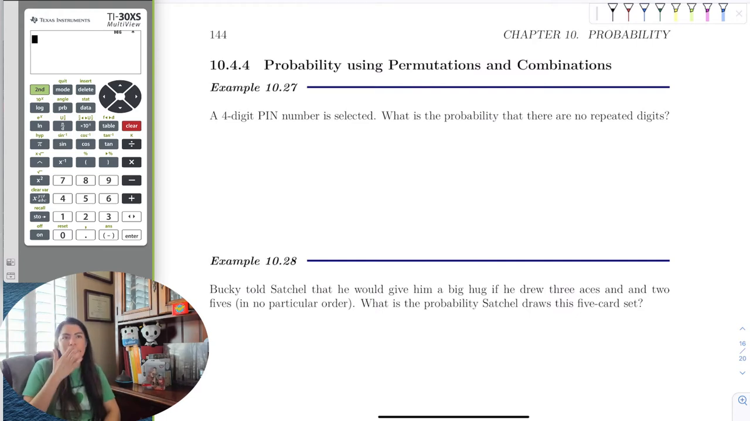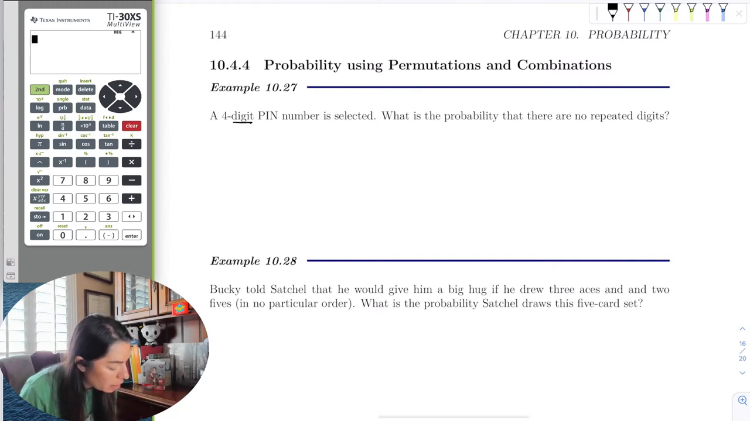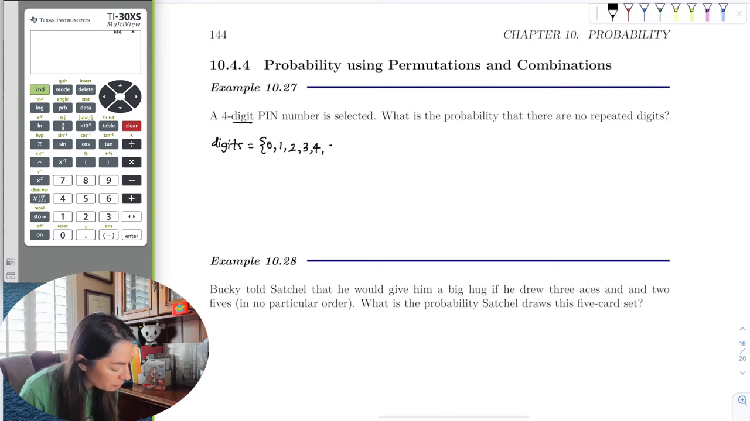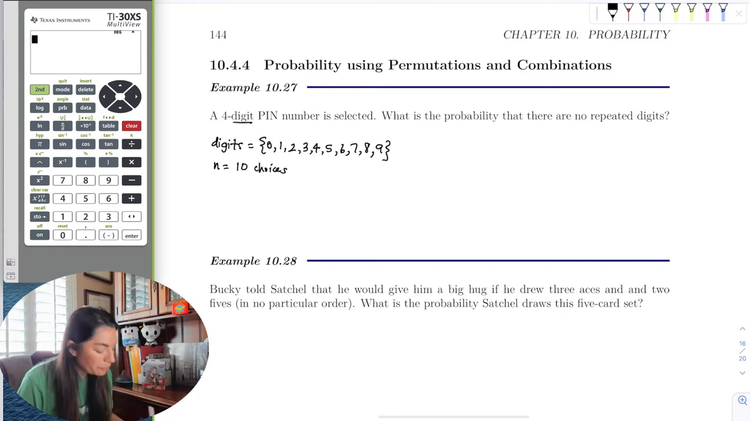So let's just start with something a little simple. We're going to do a four-digit PIN, and we want to find the probability that there are no repeated digits. The first thing we want to understand is that we have a four-digit PIN. What does digits mean? Well, if we look at our phone or keyboard, we only see the digits from zero, and we know this because we're in base 10, right? Two, three, four, five, six, seven, eight, nine. So you only have 10 choices here. You have 10 choices of digits that you can pick from to do a four-digit PIN.